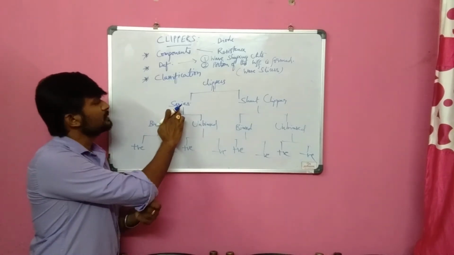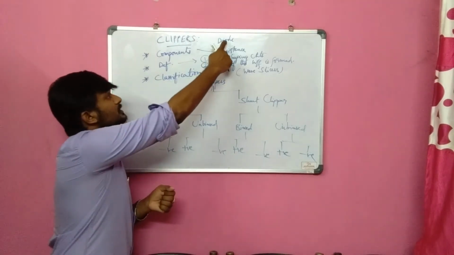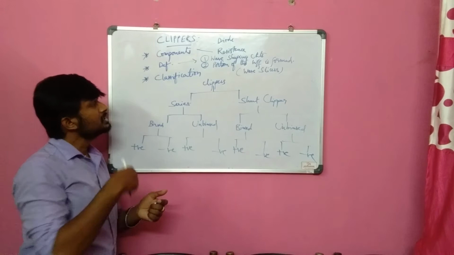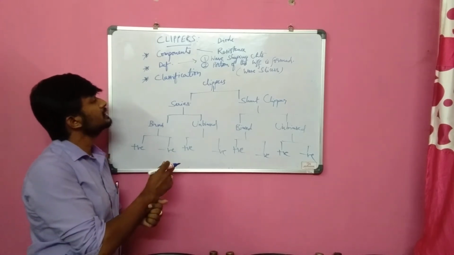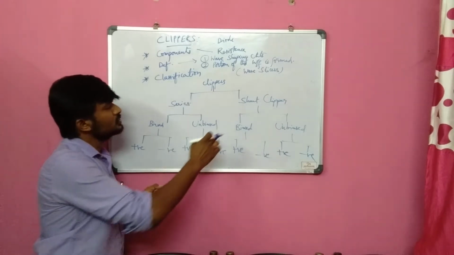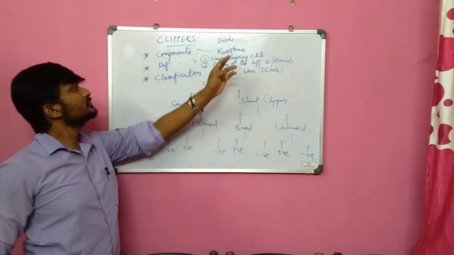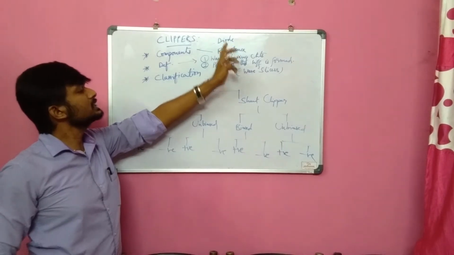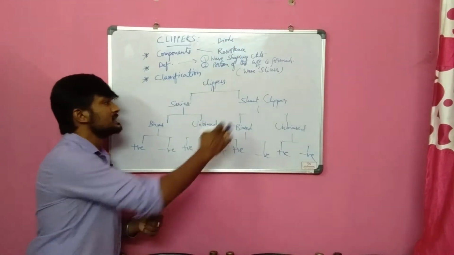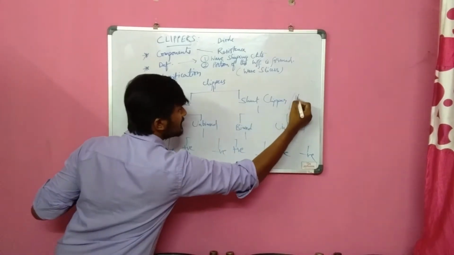Series clipper means if the diode is connected in series with the output, then the clippers are called series clippers. Shunt clipper means, what is the other name of shunt? Parallel. So similarly, when the diodes are connected in parallel to the output, then those clippers are called shunt clippers. The other name of shunt clipper is parallel clipper.